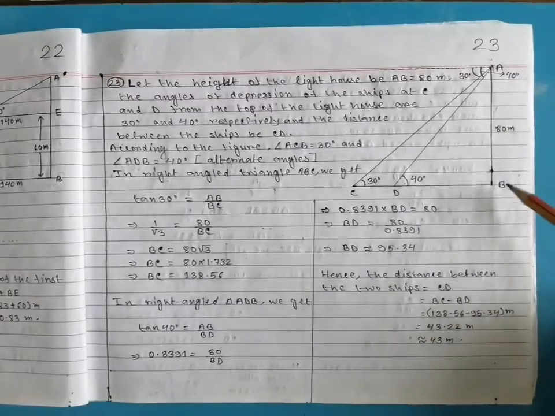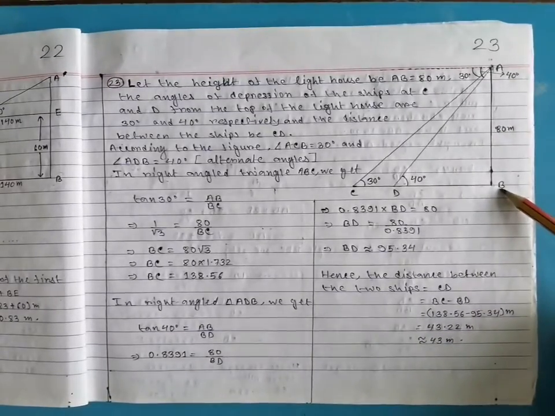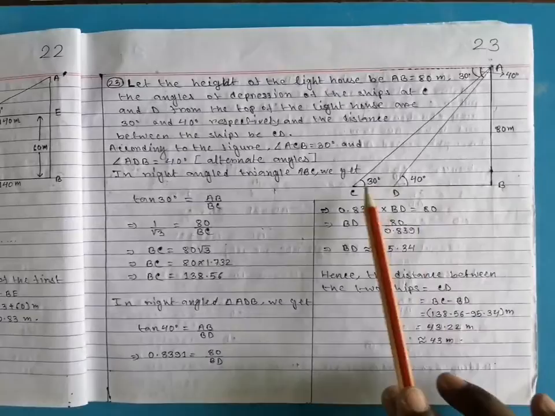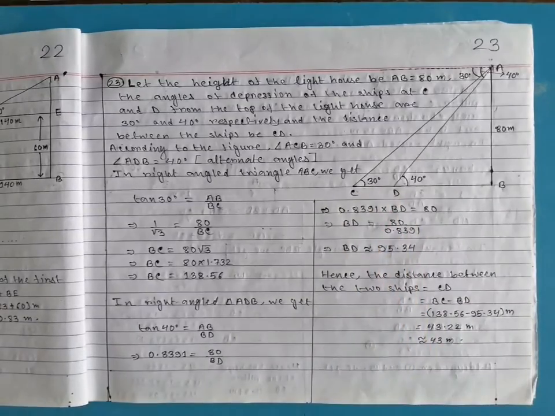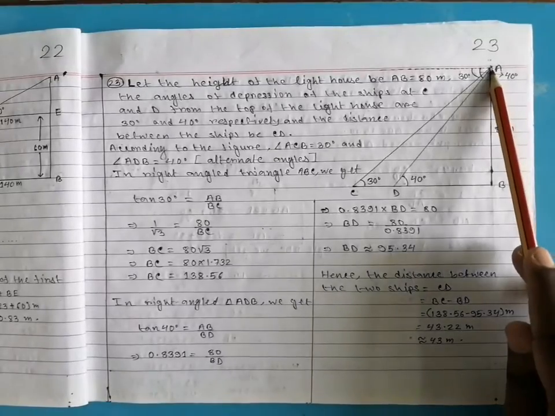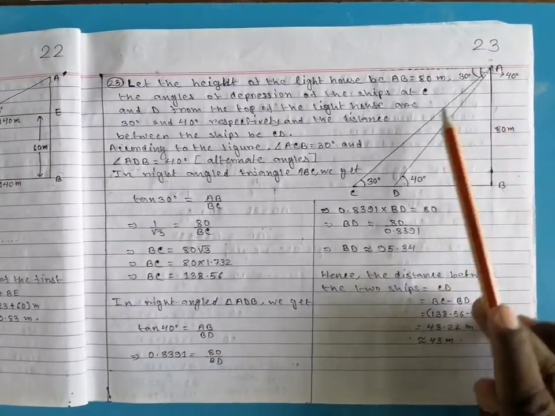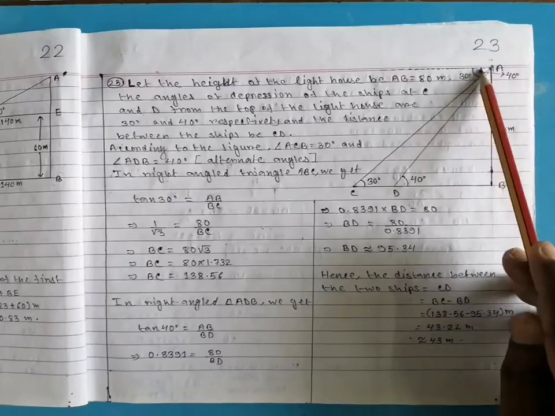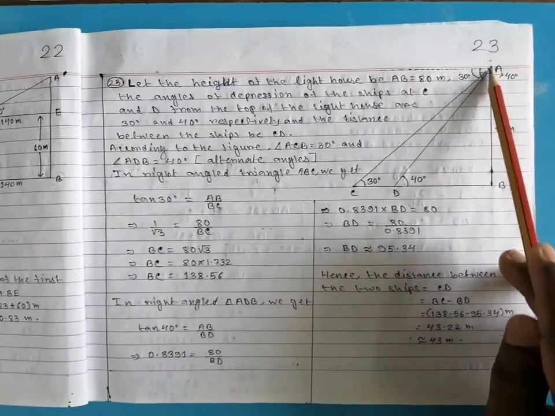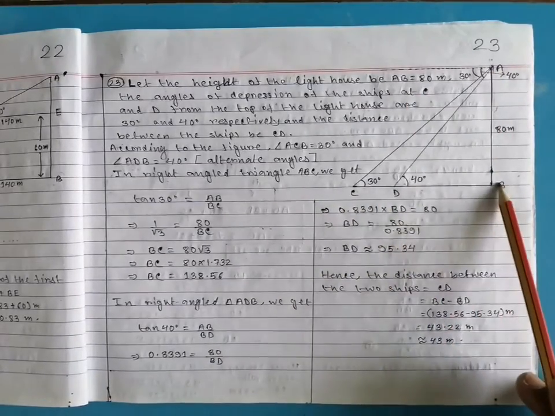Suppose AB is the lighthouse, and on the same side, C and D, these two are the ships. The angle of depression from the top of the lighthouse is given as 30 degree. This is the observer here, and these two are ships on the water level.